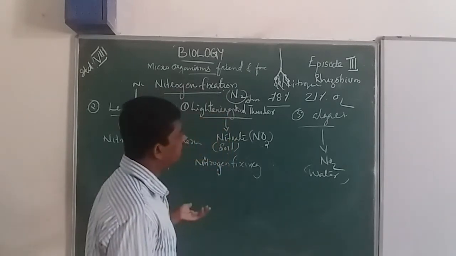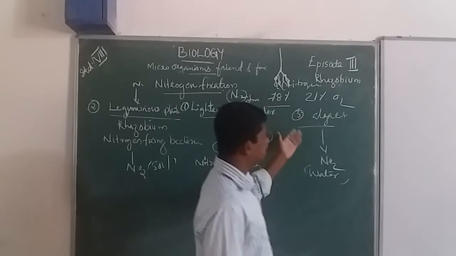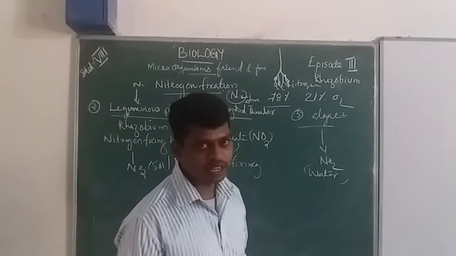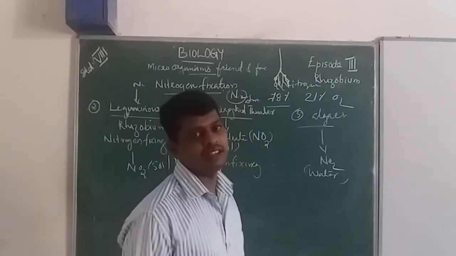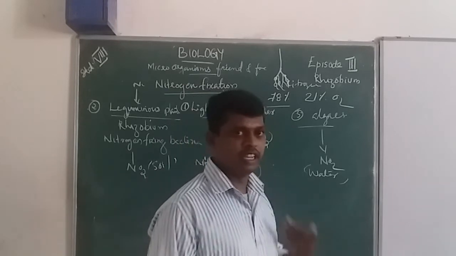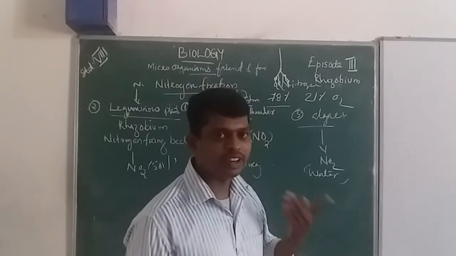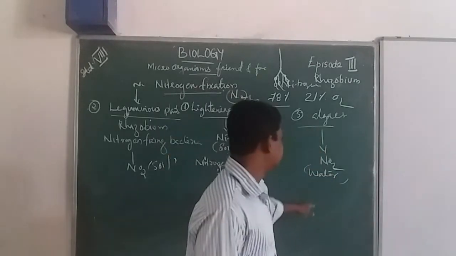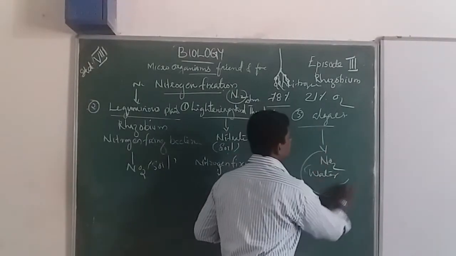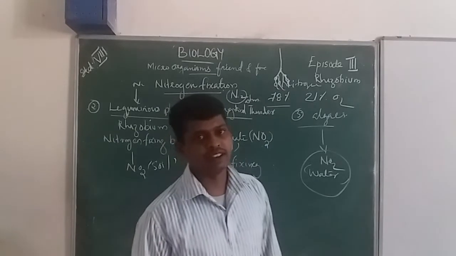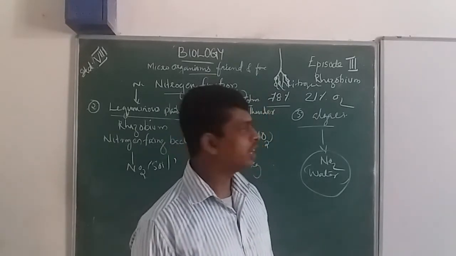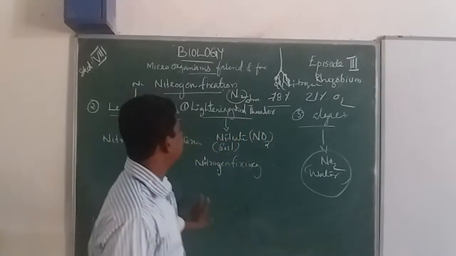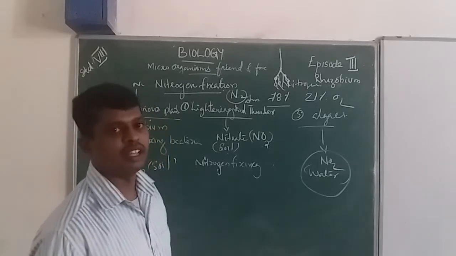And the third one is algae. Algae is an aquatic plant. It can absorb atmospheric nitrogen into the water as aquatic nitrate. This is used by the aquatic plant for growing. Okay, this is nitrogen fixation.